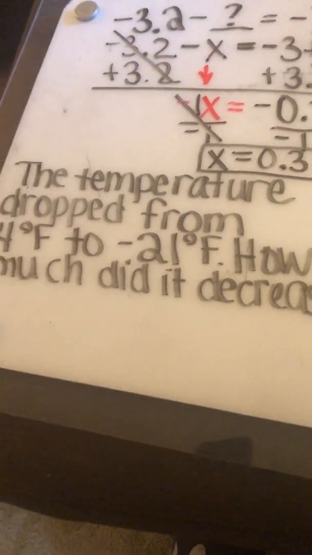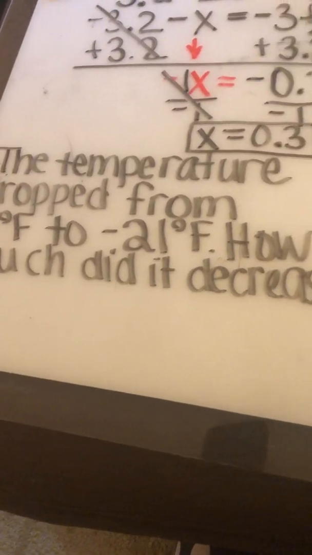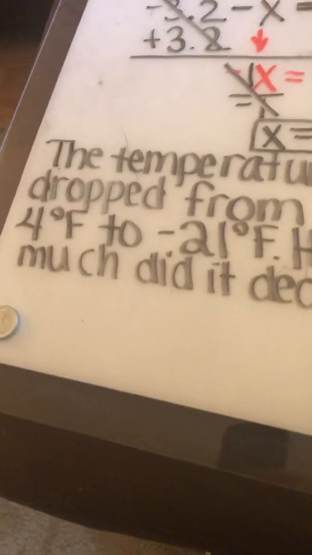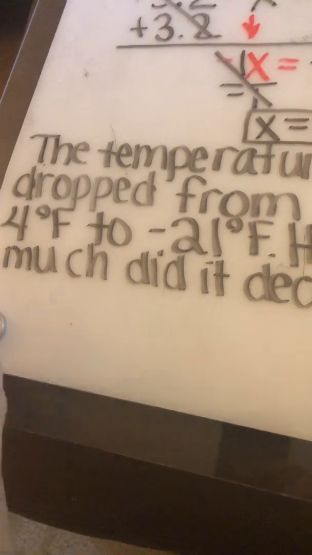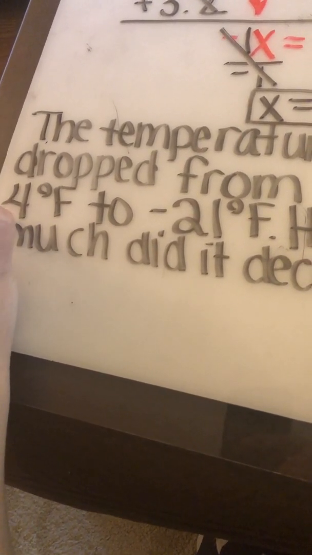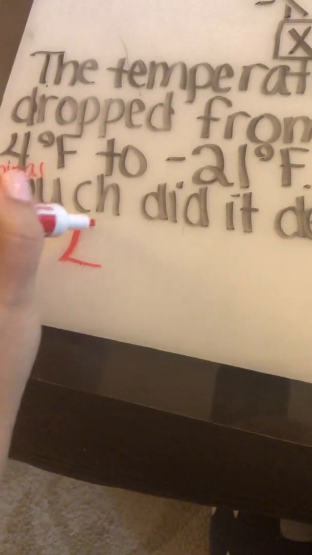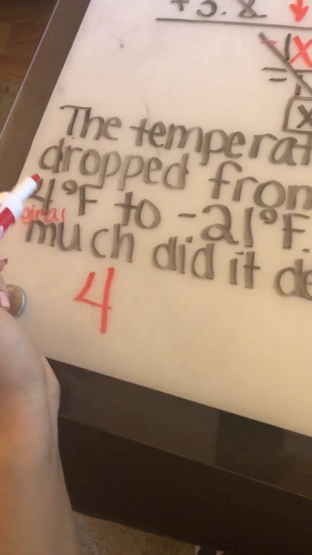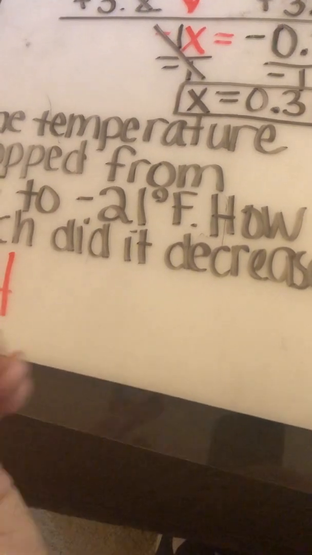Not exactly this, but similar. The temperature dropped from 4 degrees Fahrenheit to negative 21 degrees Fahrenheit. How much did it decrease? So I'm going to look at this problem and say to myself, okay, it dropped from, so this was the original, right? That's what I started at. I started at 4, so I'm going to write that here. It dropped from this and is now negative 21 degrees Fahrenheit. So that's where I'm at right now.